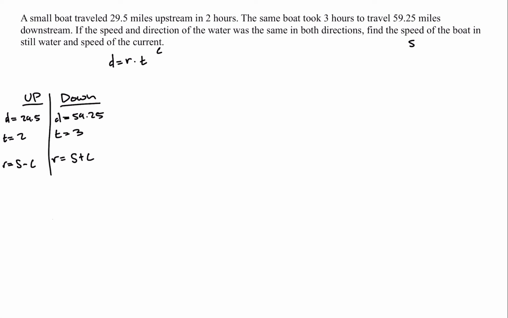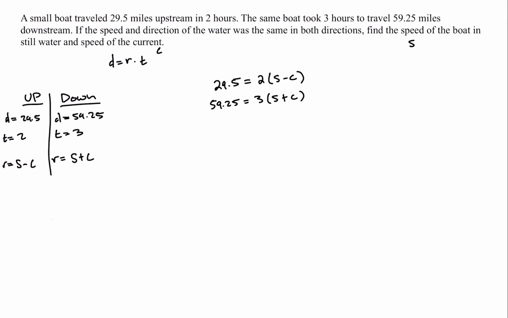Okay, so now that I have all these written down, I can write my two equations. My first equation for going upstream is going to be my distance, 29.5, is equal to my rate times time, so 2 times (S minus C). Then my second equation is 59.25 is equal to 3 times (S plus C).